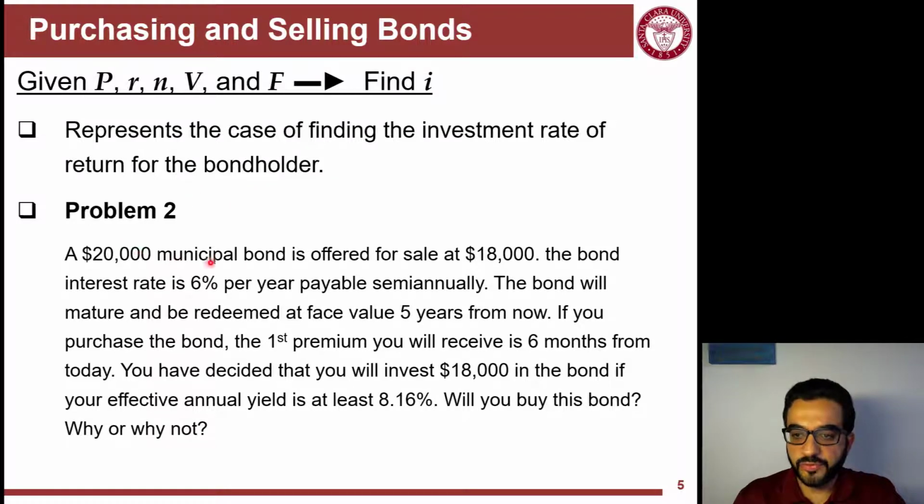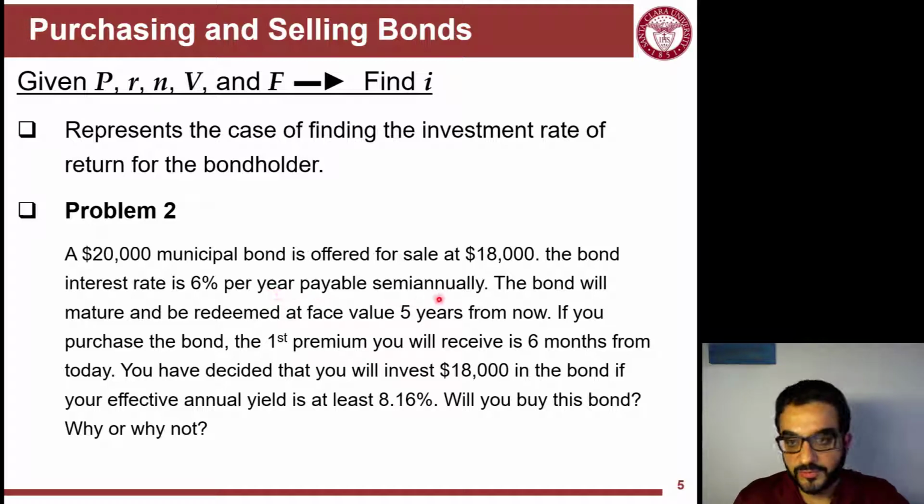I have here a municipal bond, meaning a municipality in a region or a city wants to expand its municipal network or system, and they issued this bond. It's a pretty expensive bond, a $20,000 bond, and it's offered for sale at $18,000. The market is changing the dynamics of how much you can sell that bond for, and they figure that's probably an acceptable price. The interest rate here is 6% per year, payable semi-annually.